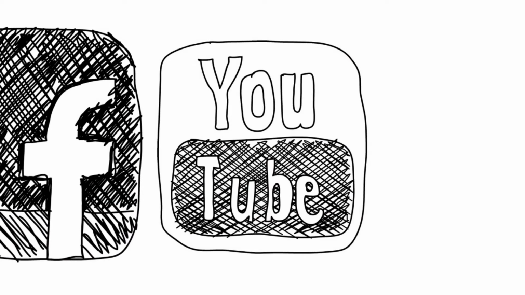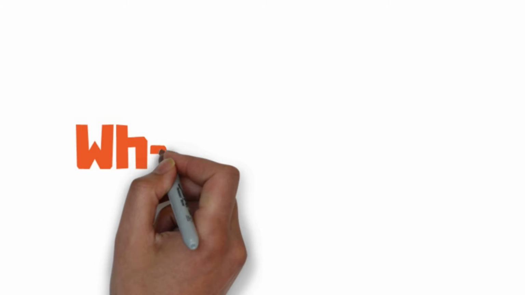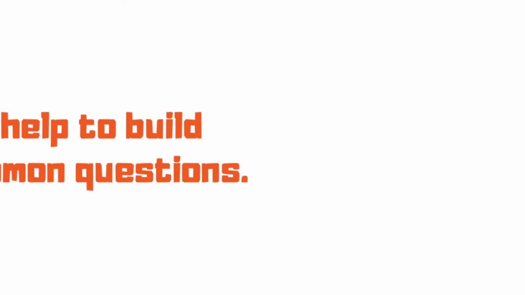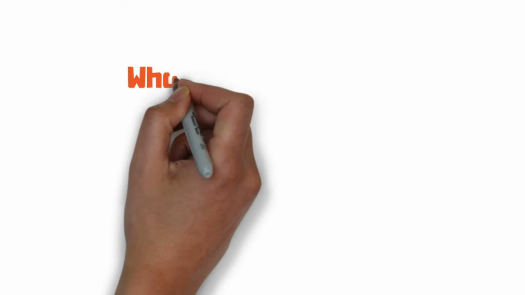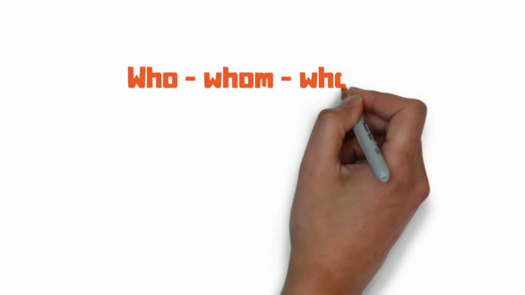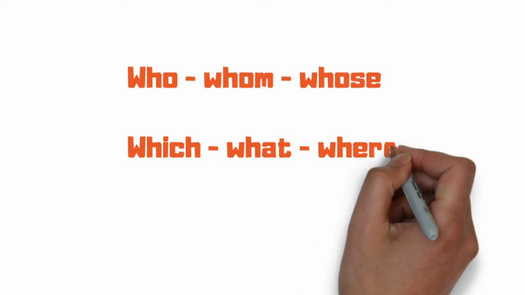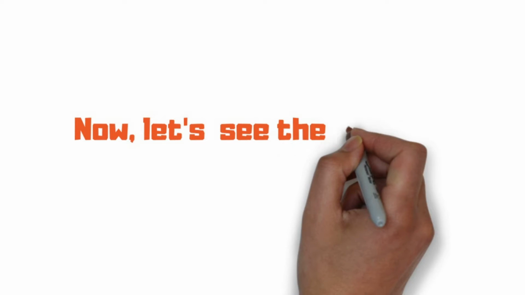Now, let's move on. Question words. We can also name them WH questions. They are adverbs and they can help to build some common questions in English. So, WH questions: who, whom, whose, which, what, where, why, when, how. Now, let's see the meaning and some examples.